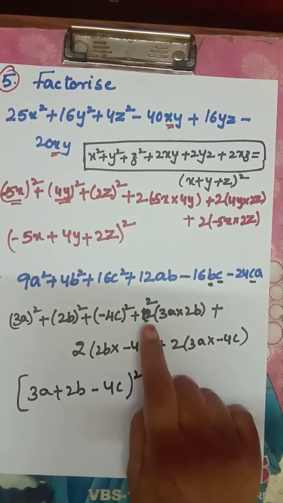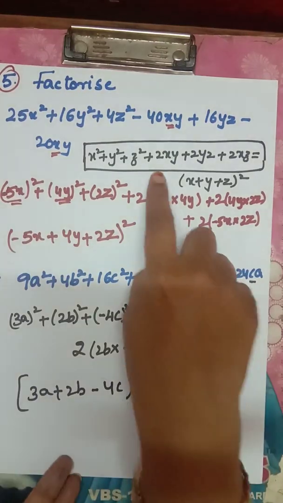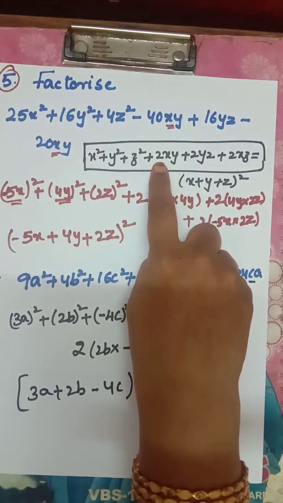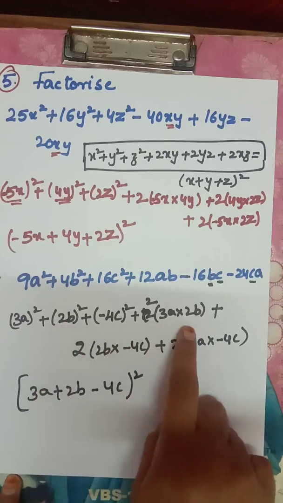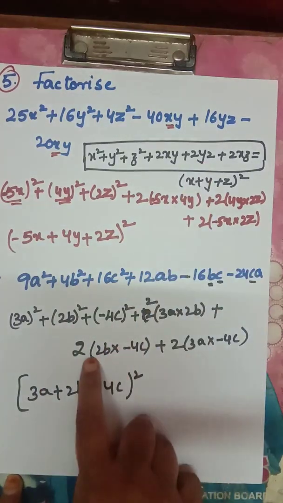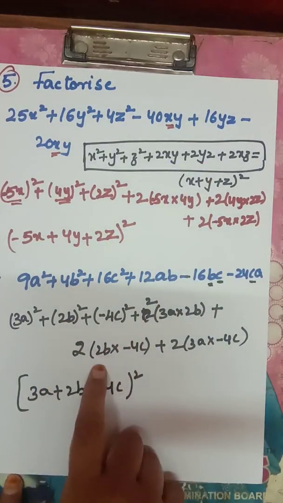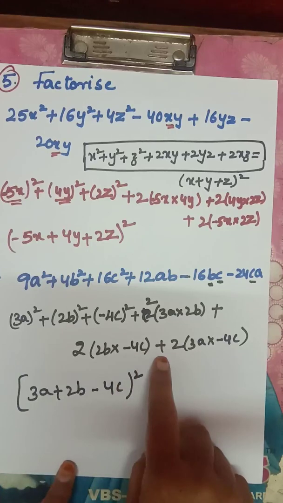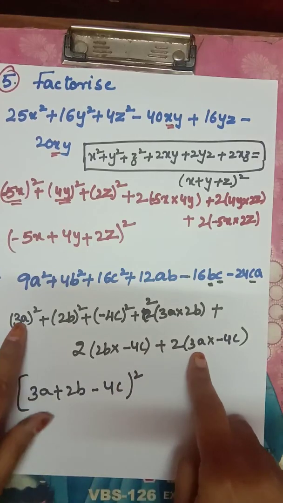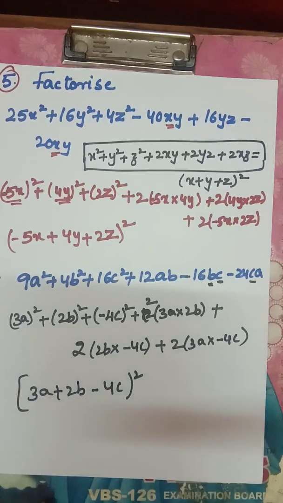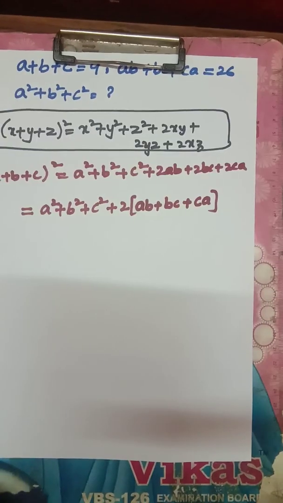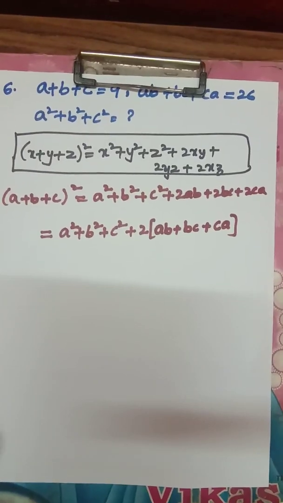Again I'll say this is 2ab, 2xy, sorry I'm using ab term here, 2xy, 2, x is 3a and y is 2b, plus 2yz, 2, y is 2b, z is minus 4c, plus 2xz, x is 3a and z is minus 4c. Is it clear? Now next problem. Next question, sixth one.